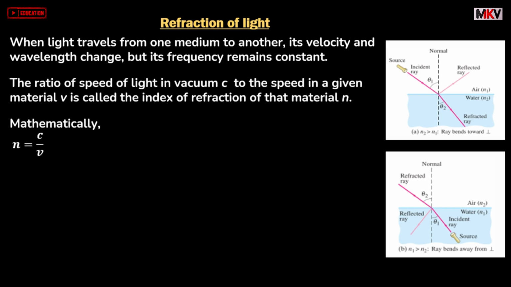The ratio of the speed of light in vacuum to the speed in a given material is termed as the refractive index of the material. So the refractive index, denoted by n, is equal to the speed of light in vacuum over the speed of light in a given material. We can then use these parameters to find the refractive index of the material that the light is moving into: we use the speed of light in vacuum and the speed of light in that particular material to find the refractive index of the material.